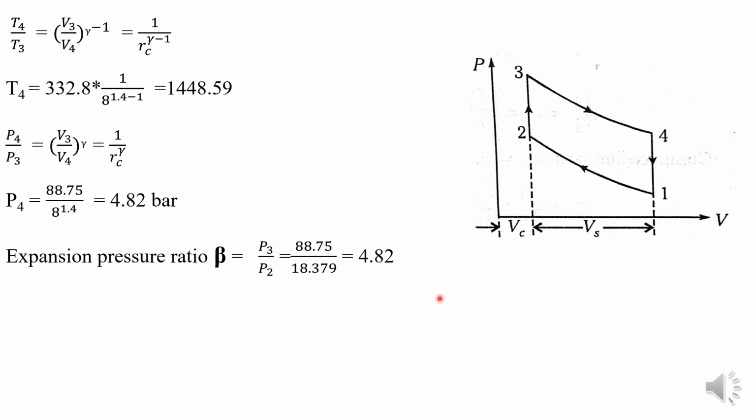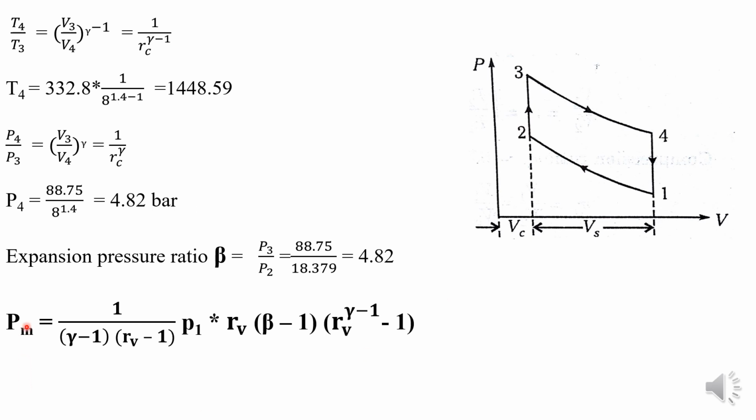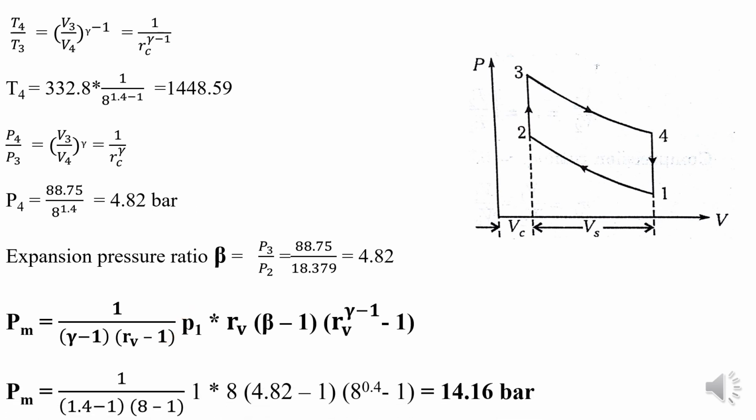Once you have the value of beta, next is the mean effective pressure formula. Substitute everything: gamma you know, RV you know, P1 you know, beta you know. So substitute everything and get the value of mean effective pressure. Do the calculation properly, and don't make any mistakes while doing the calculation. So these are the 3 problems related to the Otto cycle. Next we will move on to the problems related to the diesel cycle.